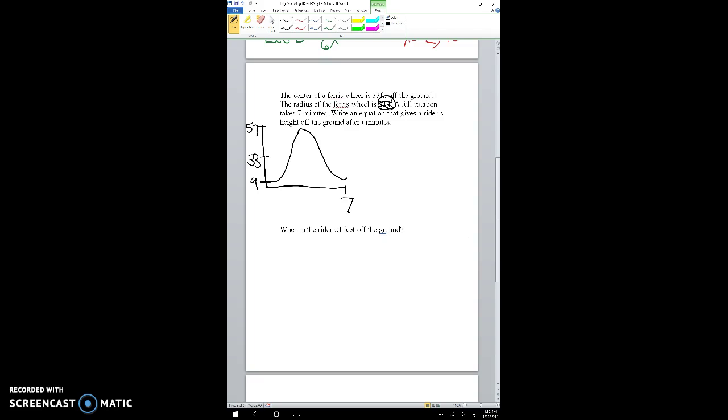Okay, so just like we did before, we're going to start figuring out midline, amplitude, all that stuff. So the midline is at 33. The amplitude, so for a Ferris wheel problem, the amplitude is always the radius of the wheel. So here it's 24. You can also do 57 minus 33. That'll give you 24. There's no horizontal shift, and the period is 7.